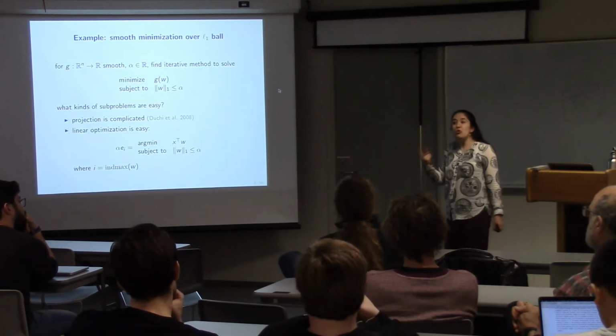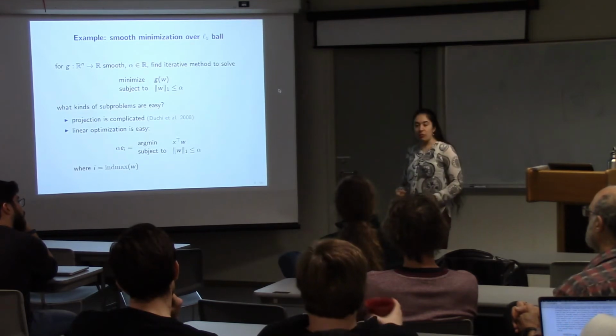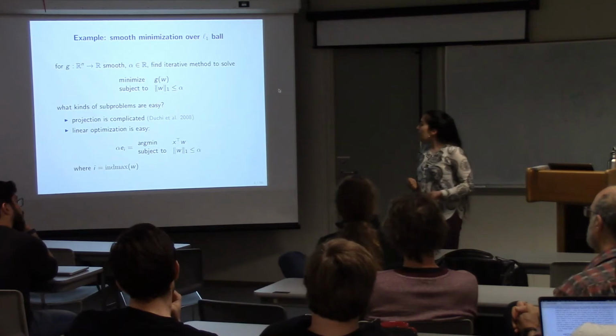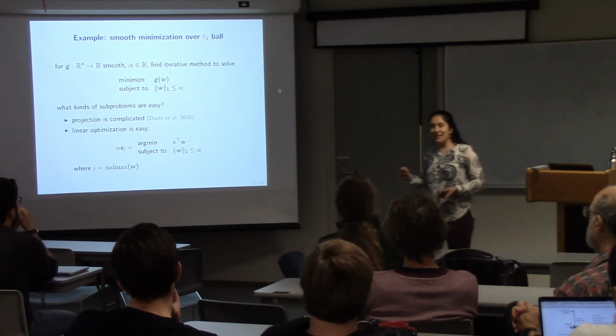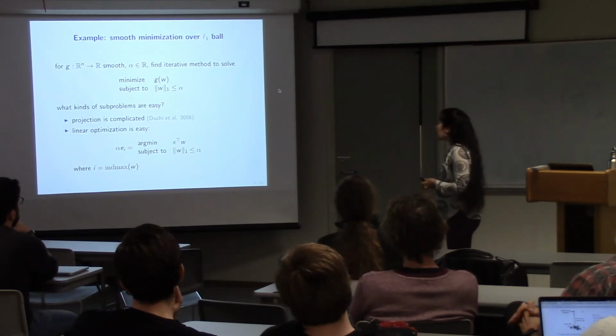Essentially, there are two main kinds of subproblems that people look at. One is projection onto the constraint set. So in this case, projection onto the one-norm ball. And here, you can do it, but it's kind of complicated. It's so complicated, there's a paper about it. Whereas linear optimization over the one-norm ball is actually easy.